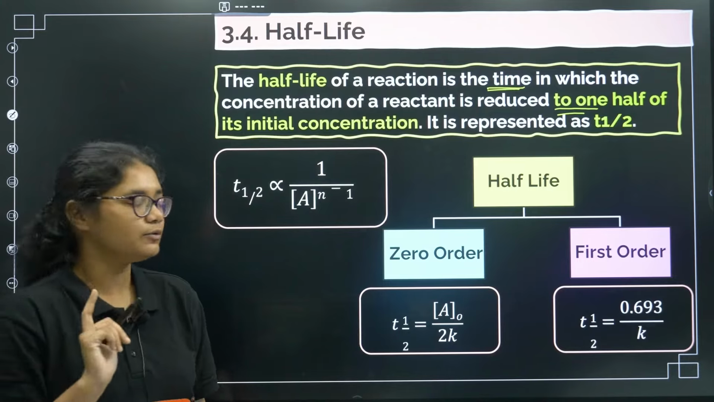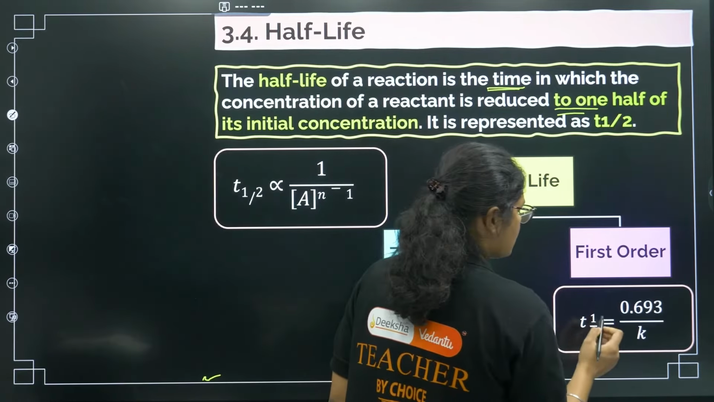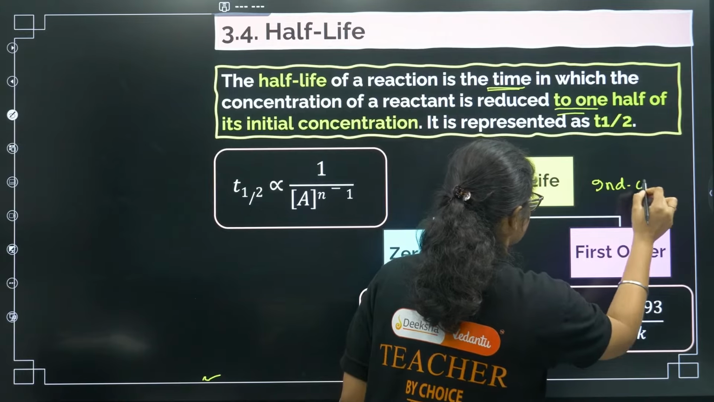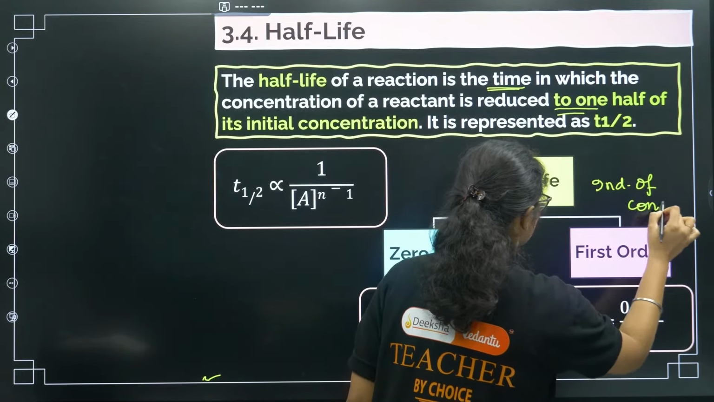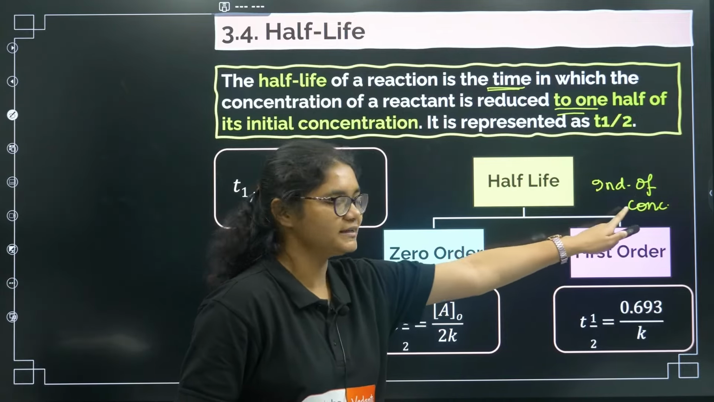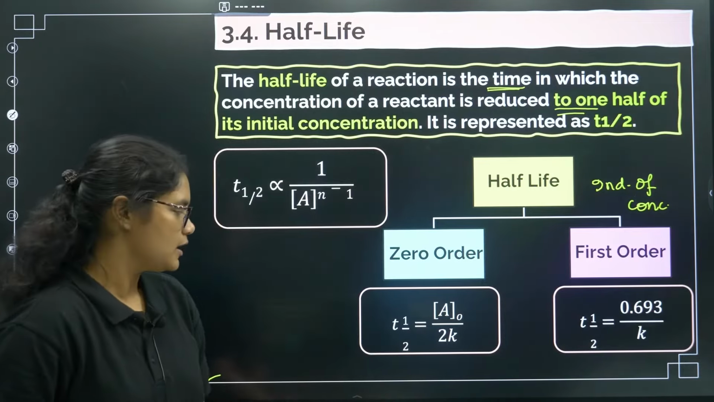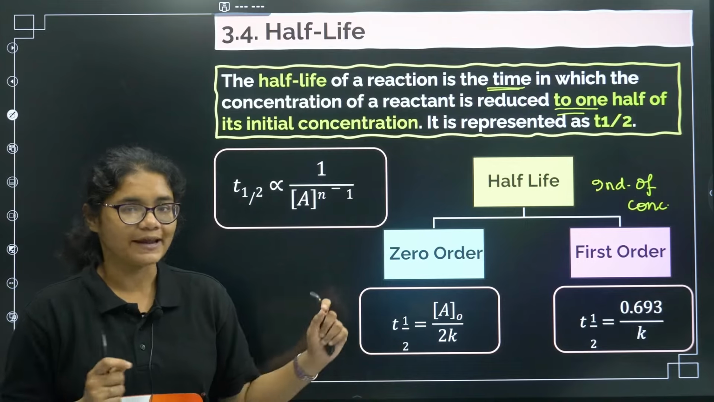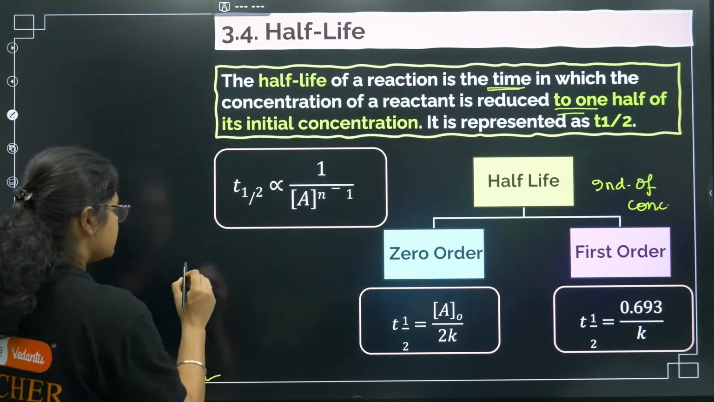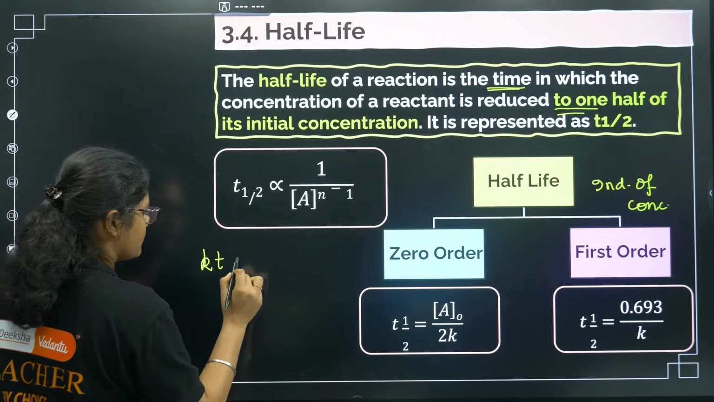Now here you need to remember that in first order the half-life is independent of concentration, it doesn't depend on the concentration. The half-life of first order is independent of concentration. Now you may ask how we are getting this value, so I'll just tell you how we get it for 0th order. If you remember the 0th order integrated rate law, what is it?